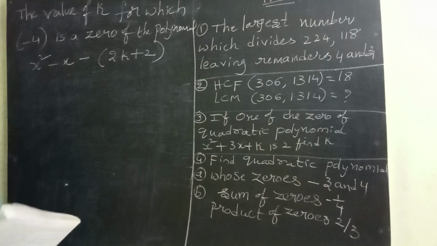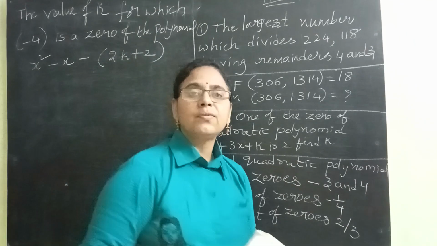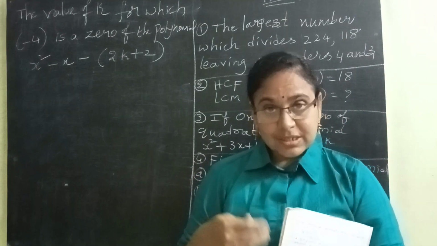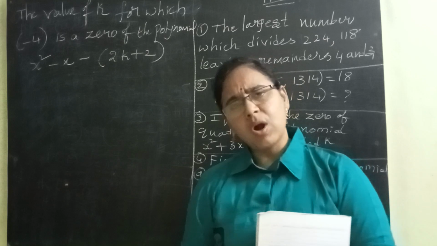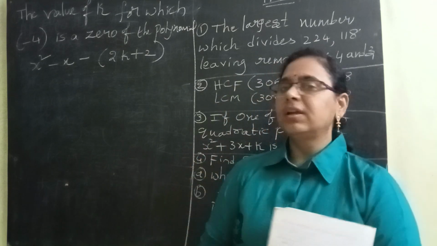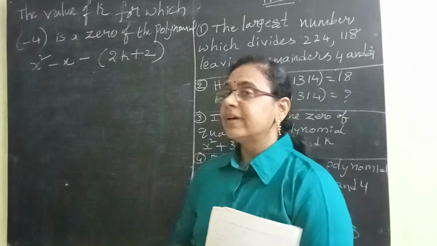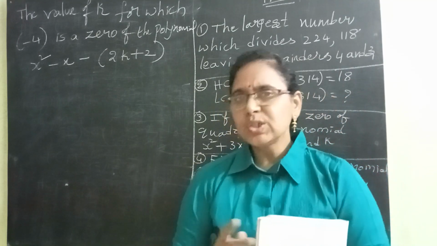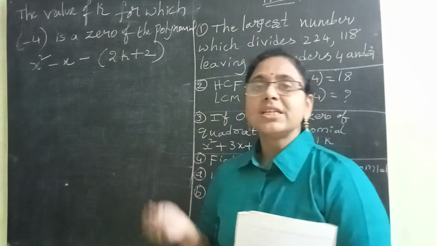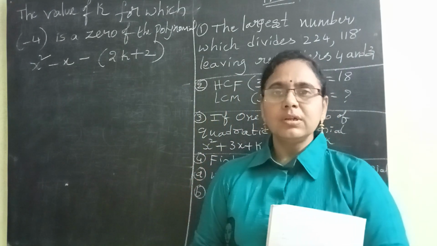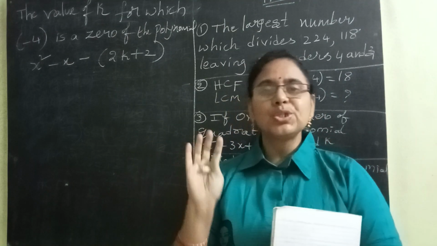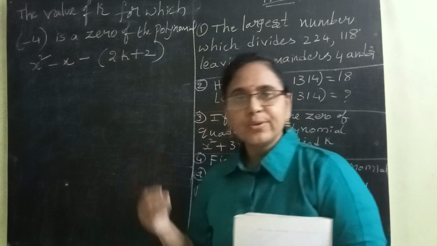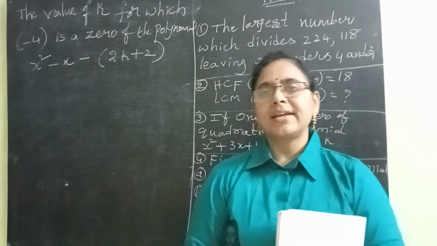Yeah, what will you do here? His question is find the value of k. He wants the k value. Then what has he given? He has given one polynomial and one more hint. Negative 4 is a zero of this polynomial. What do you mean by zero of the polynomial? When we substitute that value in the x place, the answer for the polynomial is 0.